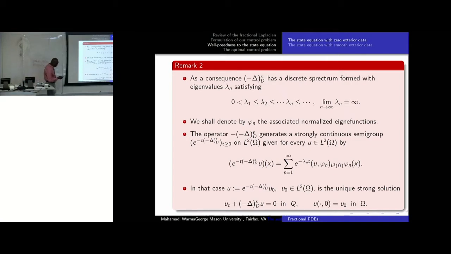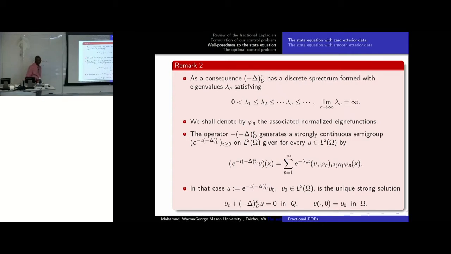One can also prove that the semigroup is exactly given by this formula. You can use the eigenfunctions and the eigenvalues, and the semigroup is given by this series. Then if you have a semigroup, the function u given by exponential of minus t times the operator, which means the semigroup applied to u0, is the unique strong solution of the abstract Cauchy problem.